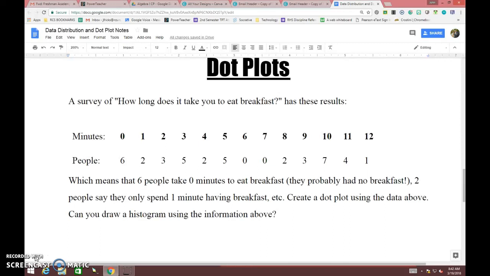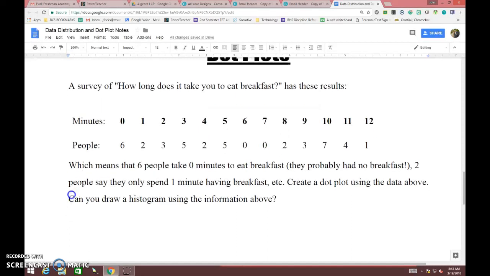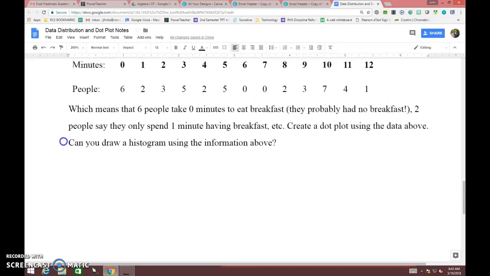Which means that 6 people took 0 minutes to eat breakfast. They probably had no breakfast. 2 people said that they only spent 1 minute, and etc. So it says create a dot plot using the data, and it says can we draw a histogram?